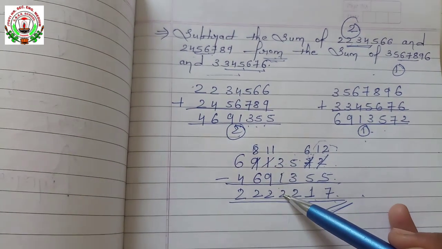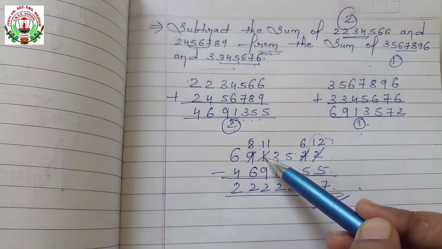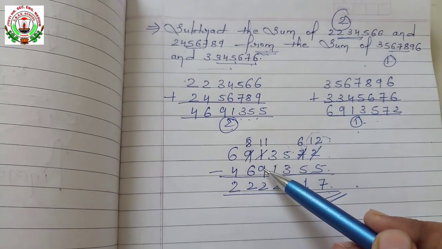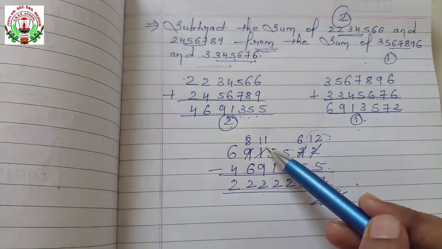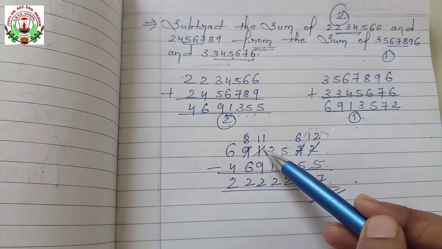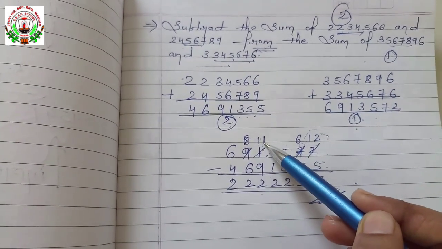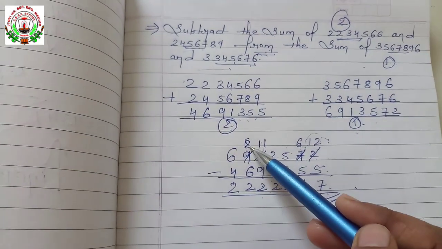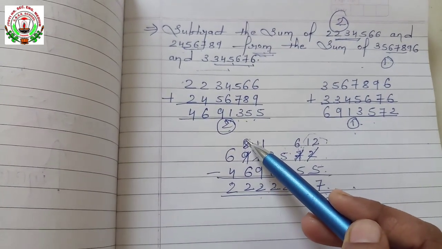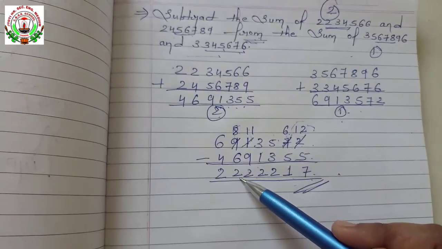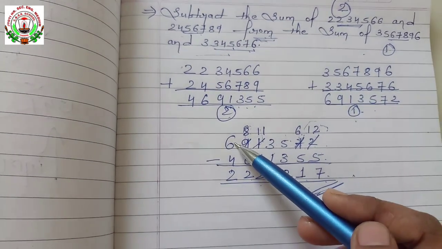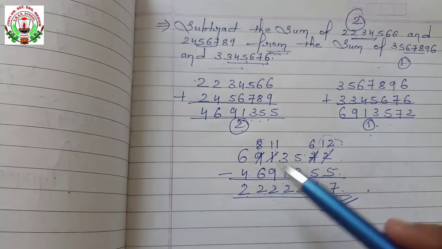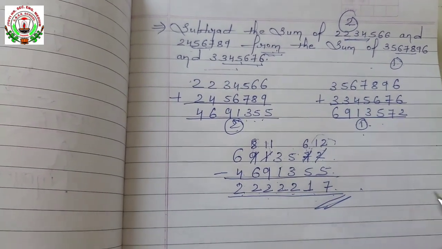3 minus 1 is 2. And here again we can't subtract 9 from 1, so we have to borrow from this. So it will become 11. 11 minus 9 is 2. And here it will be 8. 8 minus 6 is 2. And the last, 6 minus 4, we can do easily. So 6 minus 4 is 2. So this is your answer.